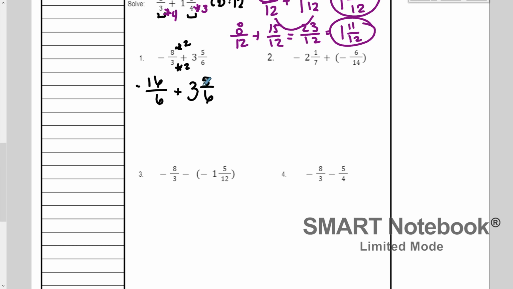I'm going to go ahead and make that improper because I think that is the easiest way for me to do it, because then I just have integers to add. I don't even have to think about fractions anymore. So I'm going to change this problem into negative 16/6 plus 6 times 3 is 18, 19, 20, 21, 22, 23. I have a negative 16, positive 23. So I would be subtracting to see what cancels out.